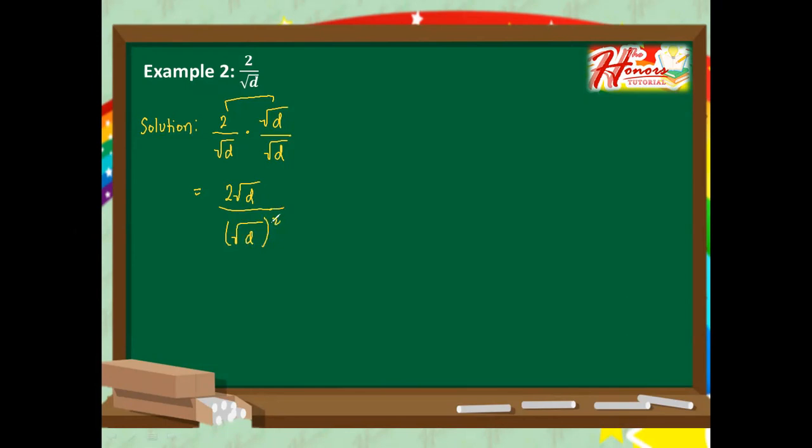And then since our index here is 2, but we cannot see it, though it is there, we can just cancel the radical symbol here and the exponent. So therefore, in our denominator, the remaining is d. In our numerator, we have here 2 square root of d. So the final answer here is 2 square root of d over d for example number 2.